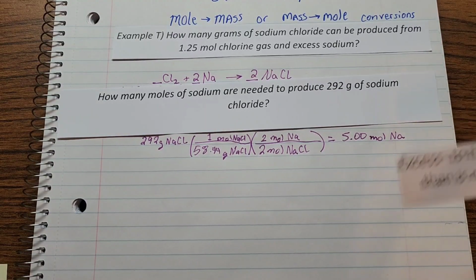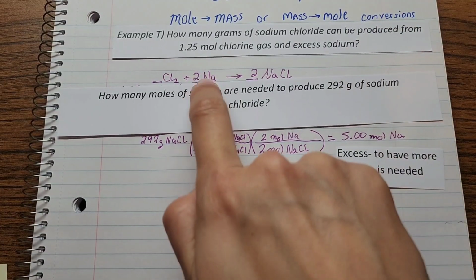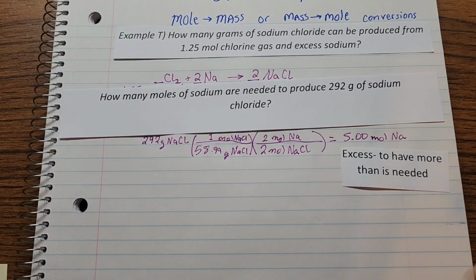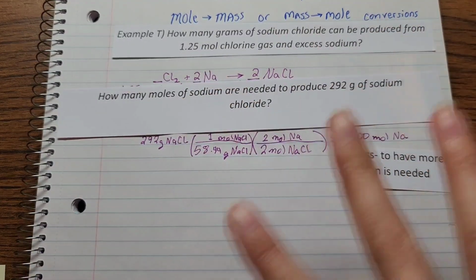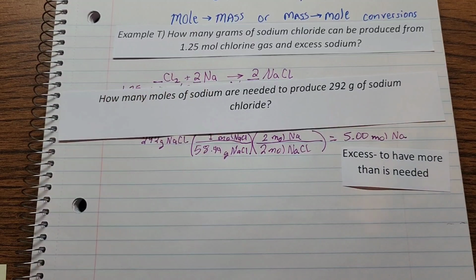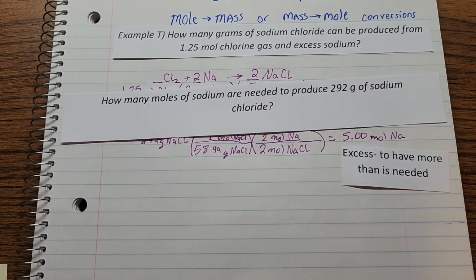Just remember that if you have an excess of something, that just means that there's more than enough for this reaction to occur. So there's more than 2 moles of sodium in the reaction, but it only is going to use up 2 moles of sodium to make the 2 moles of sodium chloride. So excess means having more than enough.